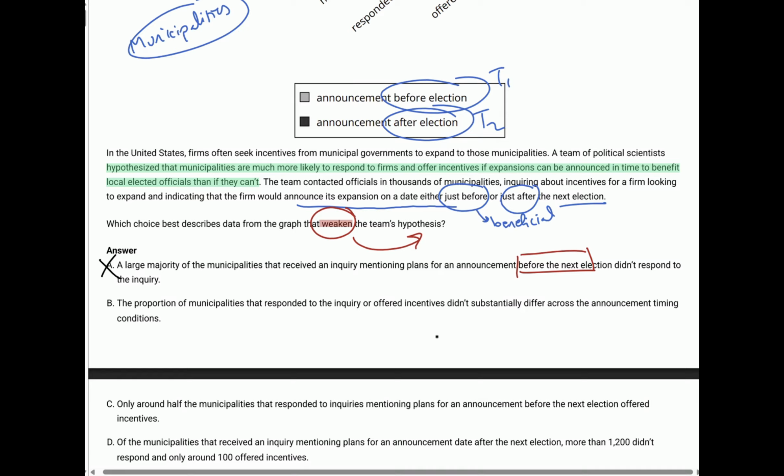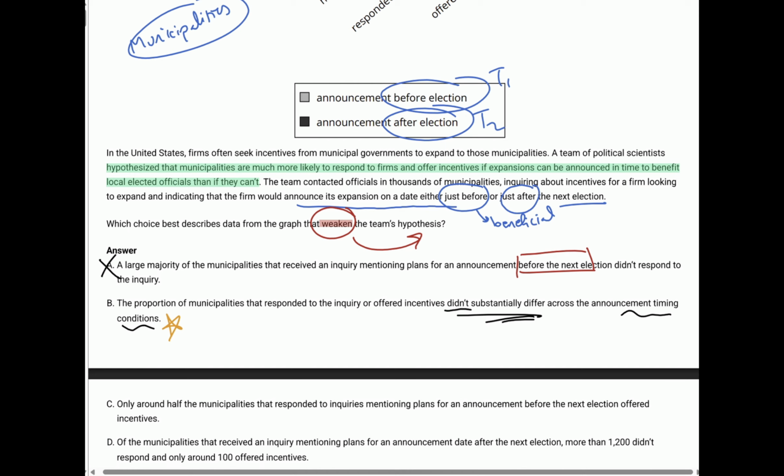The proportion of municipalities that responded to the inquiry or offered incentives didn't substantially differ. Here's your comparison across the announcement timing conditions. This is beauty. This is exactly what we're looking for. We'll obviously look through the other two to make sure, but this is exactly what we're looking for.